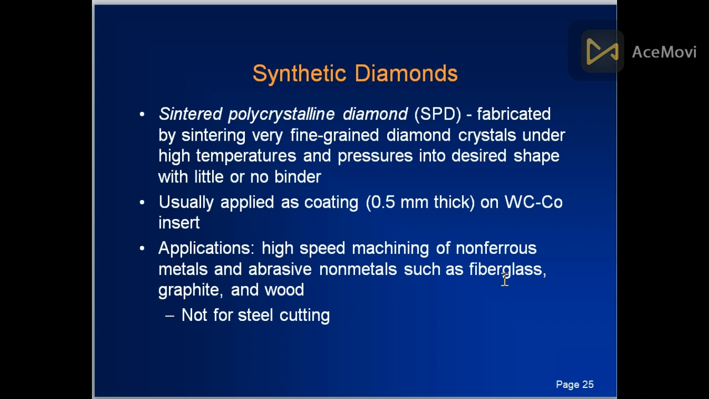Synthetic diamonds. These are very important. Sintered polycrystalline diamonds (SPDs) are fabricated by sintering very fine-grained diamond crystals under high temperature and pressure into the desired shape with little or no binder. Usually applied as a coating, 0.5 mm thick, on tungsten carbide cobalt inserts. Application: high-speed machining of non-ferrous metals and abrasive non-metals such as fiberglass, graphite, and wood. These are the things where synthetic diamonds are used, not for steel cutting.